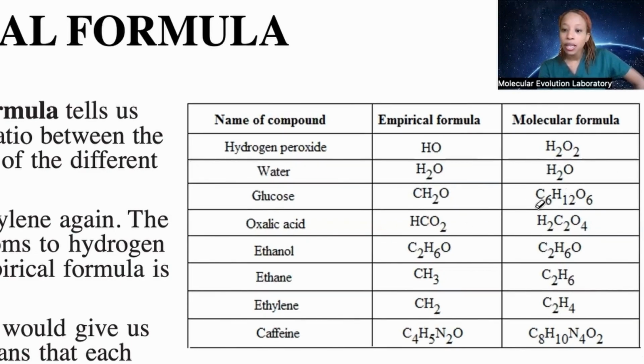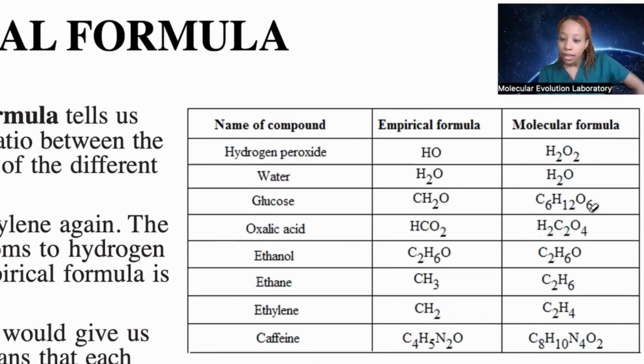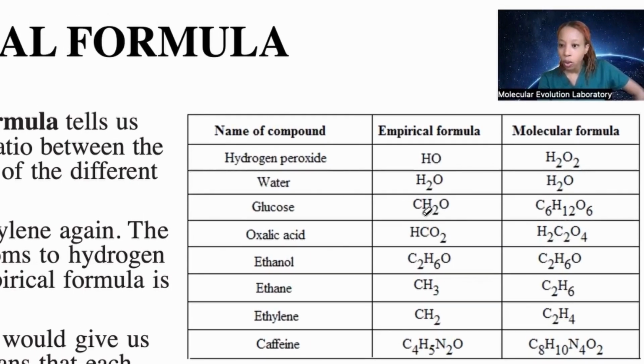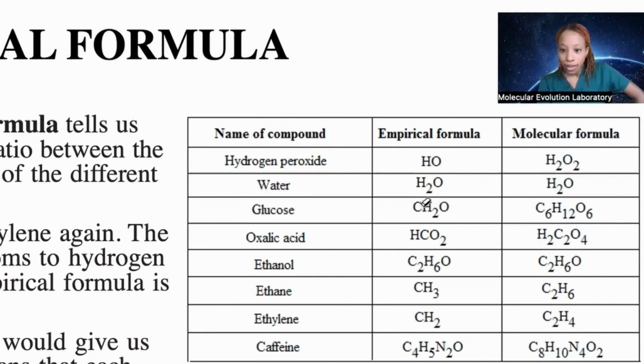Glucose is C6H12O6. How to simplify this? We divide all of these by 6. 6 divided by 6 is 1. You basically don't write 1 in the empirical formula. As you can see, you basically don't write 1. 12 divided by 6 is 2, so we end up with 2 hydrogen, and 6 divided by 6 again is 1, and because we don't write the 1, we end up with CH2O.